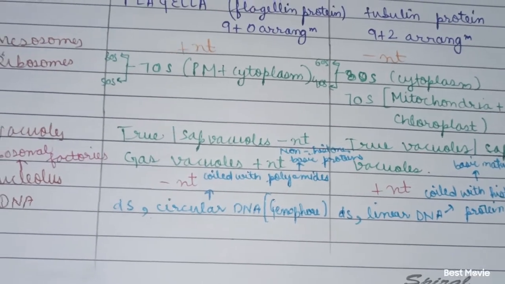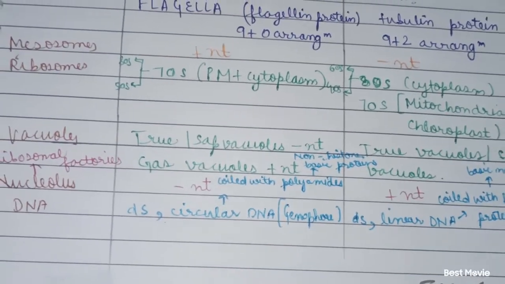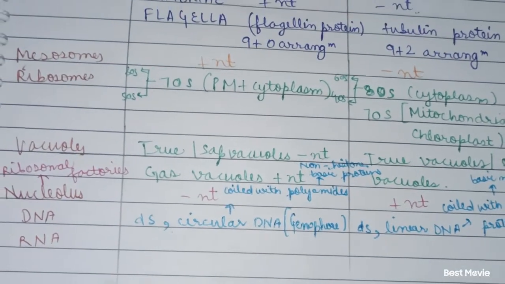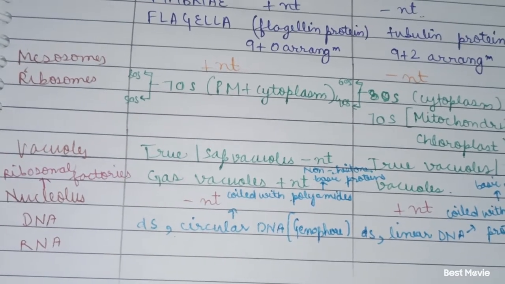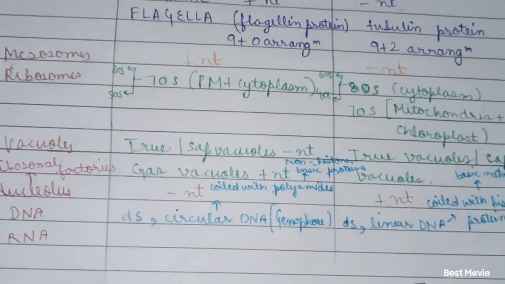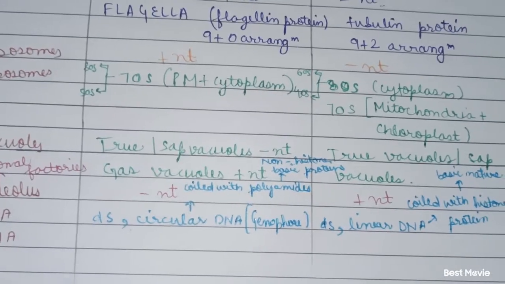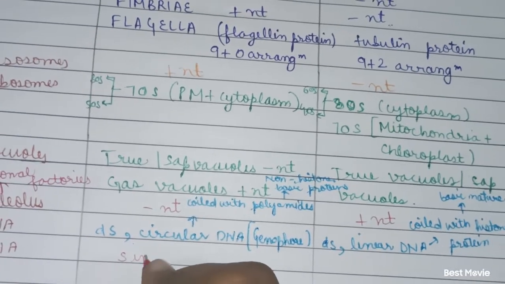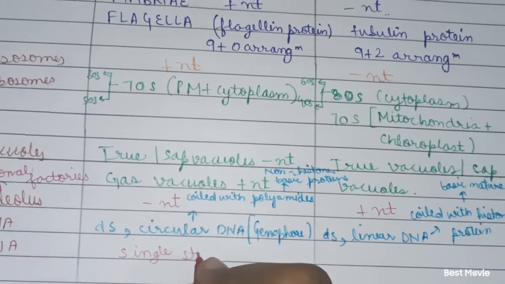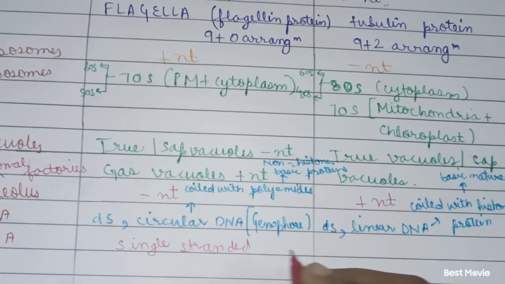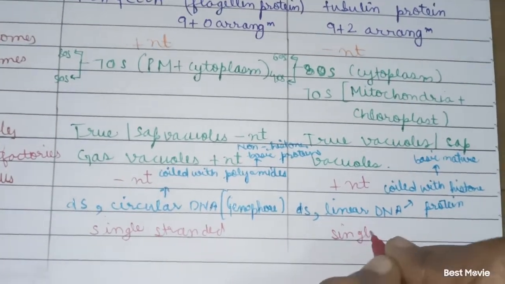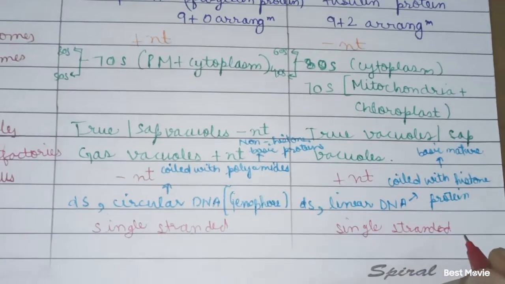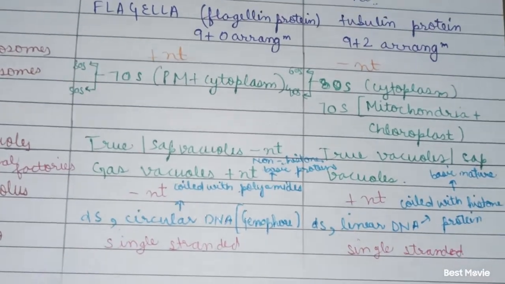Then we have another difference on the basis of RNA. RNA is single-stranded. There is no difference in RNA between prokaryotes and eukaryotes; here it is single-stranded, and here too it is single-stranded. So this was all about the differences between prokaryotes and eukaryotes.